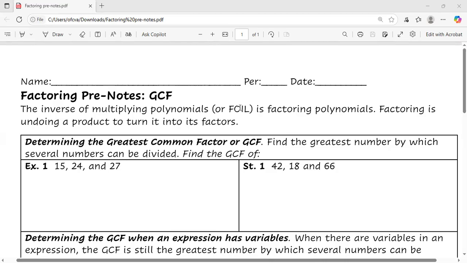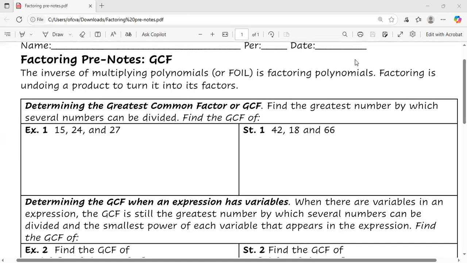All right, so factoring pre-notes. It's something you probably already learned. I hope you learned this already. This is taking out a GCF out of an expression. Remember that the inverse of multiplying polynomials, or FOIL, is factoring. So when you factor, you're actually undoing a product. For example, if I told you to factor the number 12, you could say 6 and 2, you could say 3 and 4. So basically factoring is undoing something through products. If you multiply, you would get the original number back.